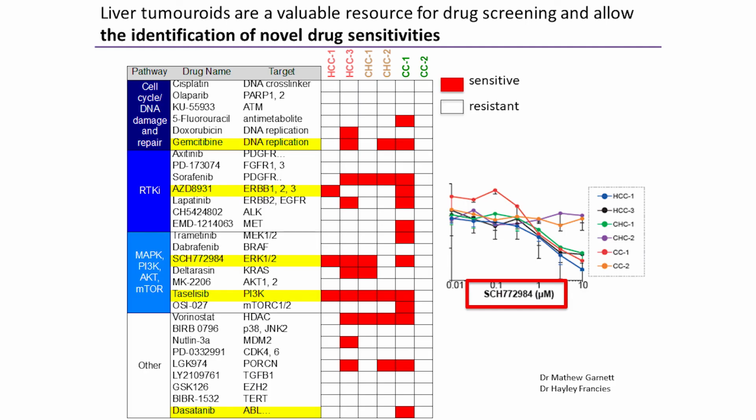Together with Matthew Garnett and Haley Francis, Matthew is here, we asked the question whether we can use them for drug screening, and we showed that it is possible. A robot can plate them in these 384 well plates and add all these drugs, and we validated all of them, and we only found one difference between one of the lines and one hit on the screen. As we expected, some are sensitive, some are resistant. There are some lines that are resistant to everything, which is quite scary.